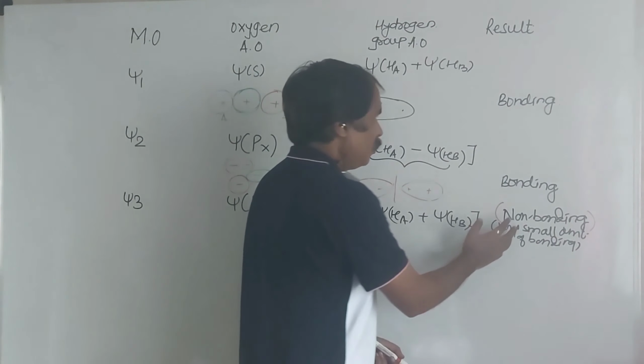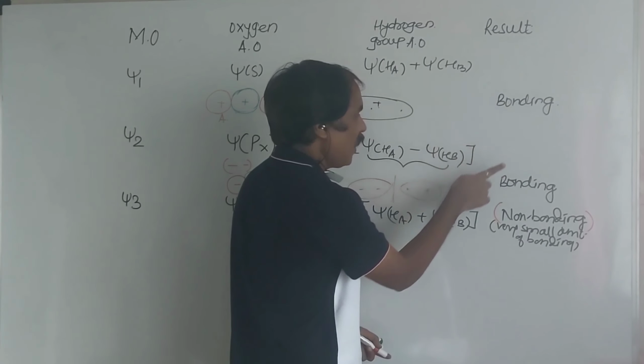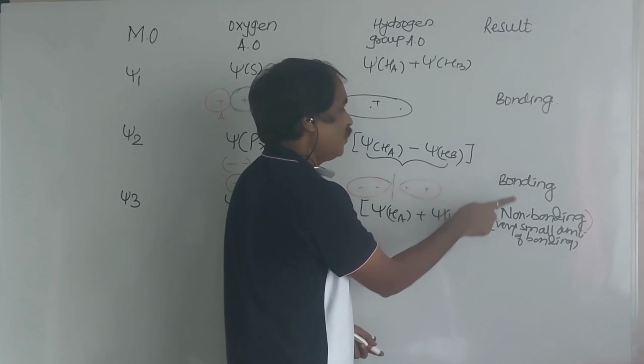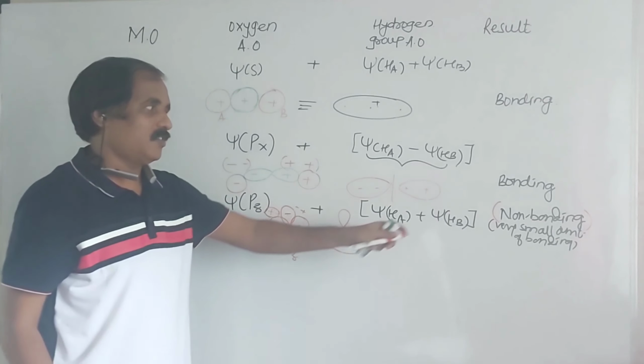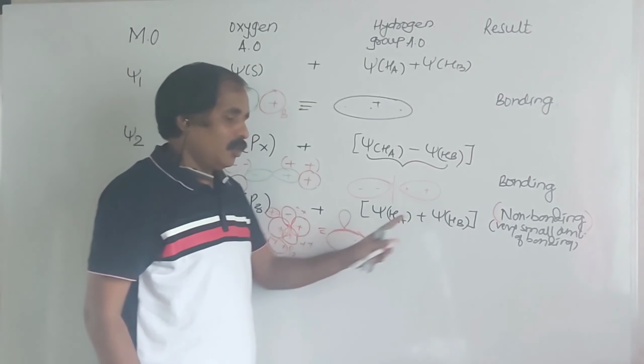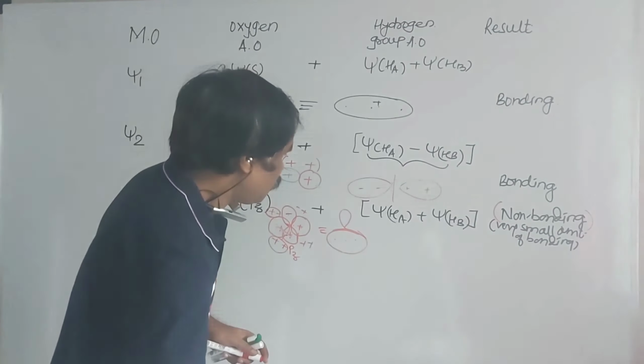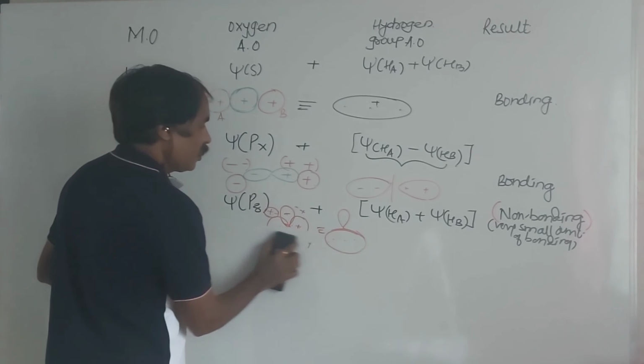So here the first, psi1, is bonding, psi2 is bonding, psi3 is near about non-bonding. Maximum non-bonding character is there, isn't it? So we'll go for the next molecular orbital.